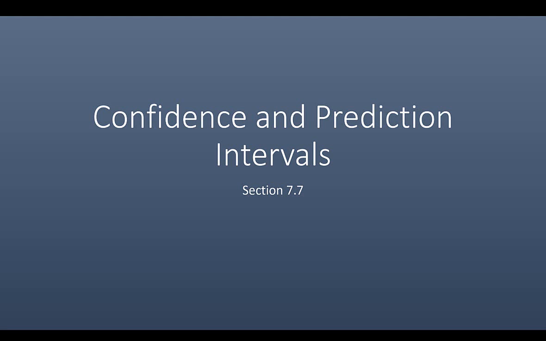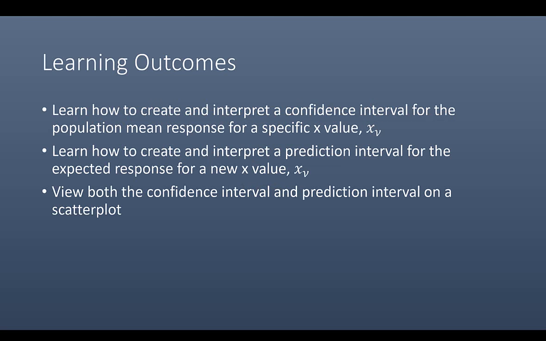This video is an overview of Section 7.7 in the textbook covering confidence and prediction intervals. In this section, we learn how to create and interpret a confidence interval for the population mean response for a specific x value, x nu. We'll also learn how to create and interpret a prediction interval for the expected response for a new x value, x nu. We'll also view both the confidence interval and prediction interval on a scatter plot.